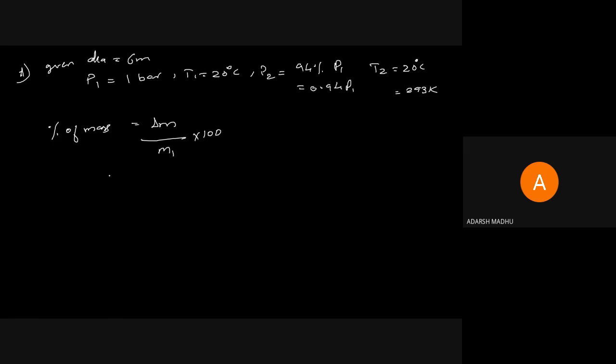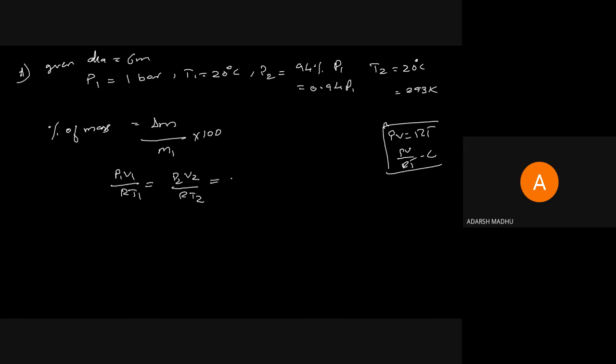So you can take the equation as P1 V1 by RT1 equal to P2 V2 by RT2 and equal to P3 V3 by RT3. You know that, that is P1 V1 equal to RT1, and PV equal to RT, so PV by RT equal to constant.